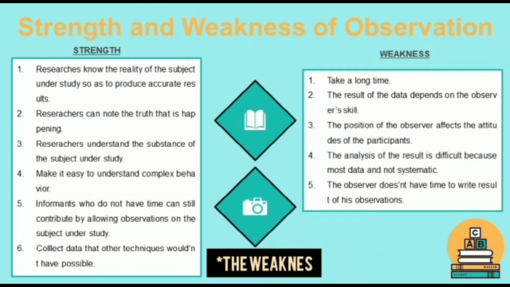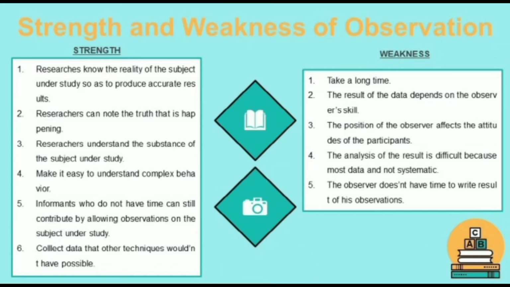Okay, the next is the list of observation. Number 1 is take a long time. In observation, the researchers need much time to produce accurate result. And number 2, the result of the data depends on the observer skill. This means when the researcher cannot create a comfortable atmosphere at the time of observation, it will affect the observation not match with their expectation.